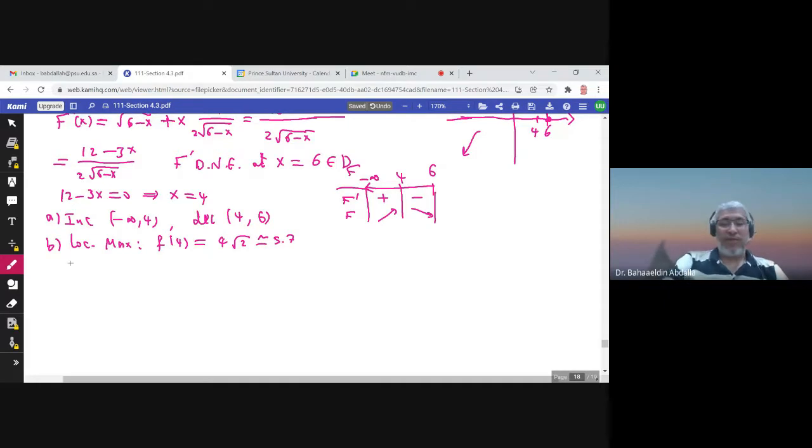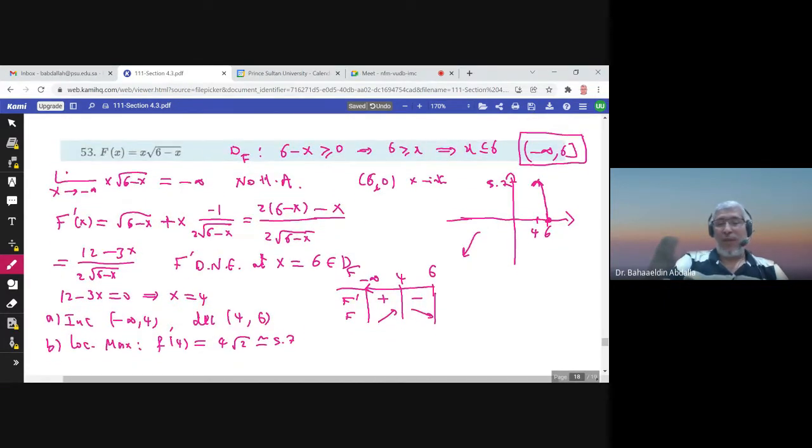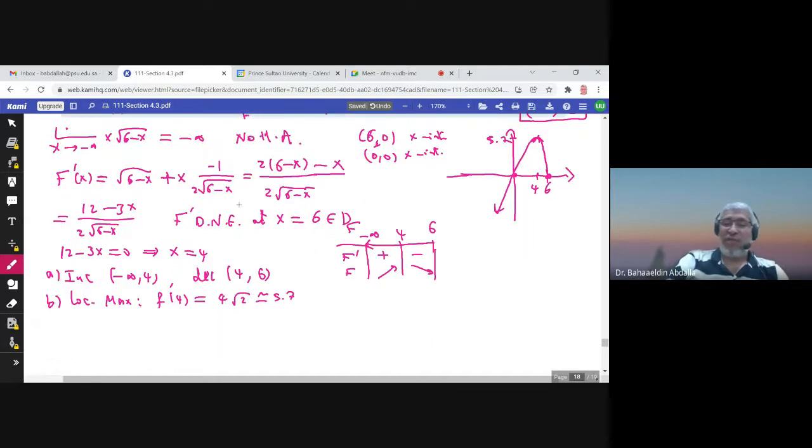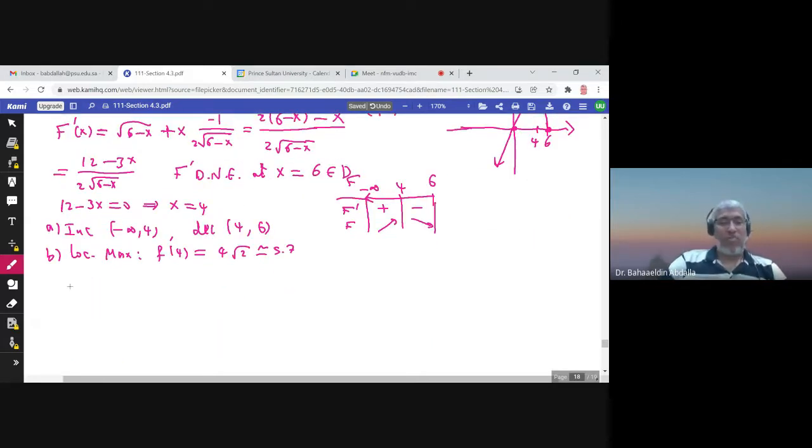Let me find, well, what are the x-intercepts? 6 is an x-intercept and 0 also. 0 is an x-intercept. So this point is an x-intercept. And if the graph is always increasing, so it's maybe going like this, because now it's increasing, and when x goes to negative infinity, the graph goes to negative infinity. So maybe this is the graph of the function. Let us find f double prime, capital double prime, and see what happens.